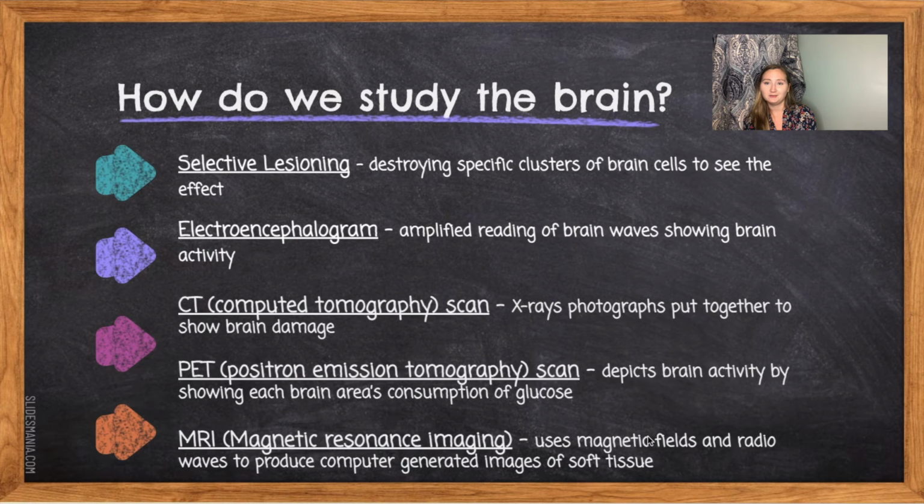Then we get the PET scan, or the positron emission tomography scan, and this depicts brain activity by showing each brain area's consumption of glucose, because remember, any part of the body that's functioning is going to use glucose, which is the simple sugars, right? That's what your body is pulling out of the food that you eat and converting the food into. And so the brain areas that are using more glucose are probably functioning a little harder today, right? They're working a little harder. And then we get the MRI. This is magnetic resonance imaging. This uses magnetic fields and radio waves to produce computer-generated images of soft tissue. So, if you've ever seen an MRI, they're pretty cool.